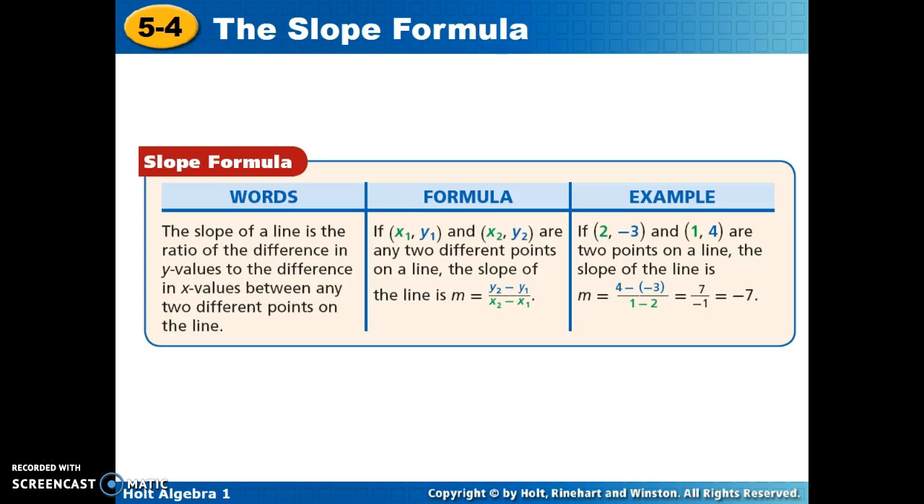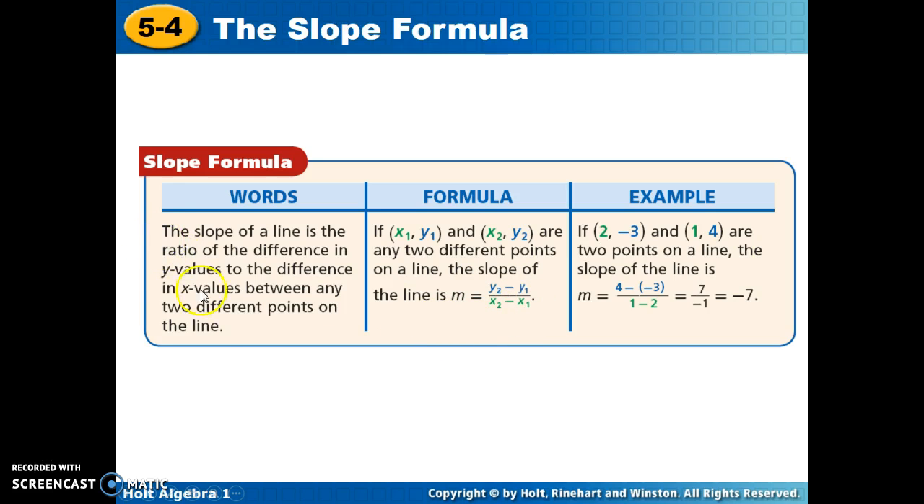So starting out, they're going to give you two points that look like this, and oftentimes we'll call them x1 and y1, x2 and y2. So basically this is just the x and y of the first point, and this is the x and y of the second point. Now the formula that we'll be using is y2 minus y1 divided by x2 minus x1.